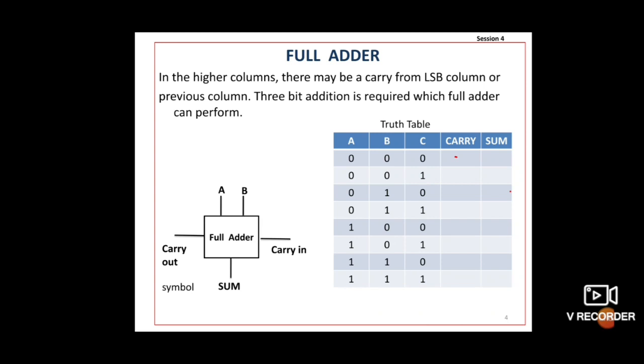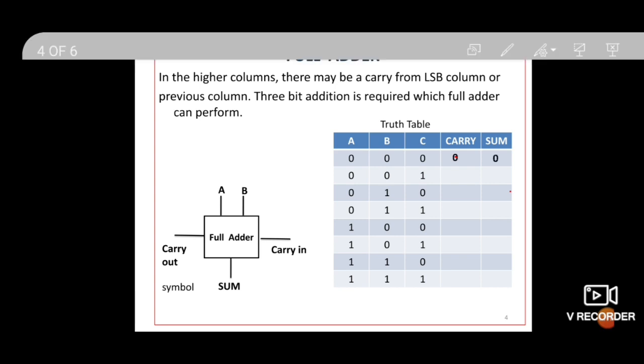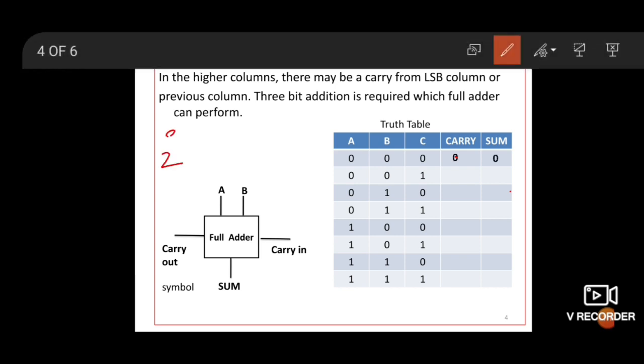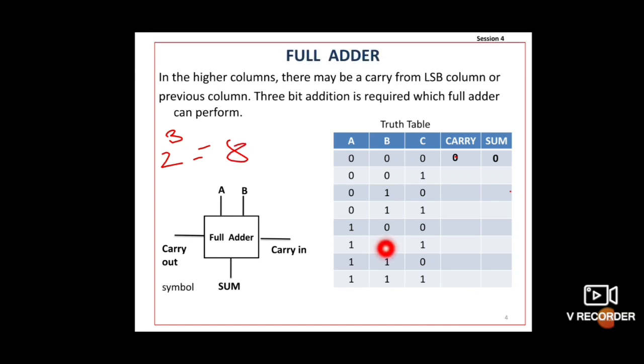So 3 inputs, then possible combinations. For 3 inputs, what is the formula? 2 raised to 3, which means there are 8 combinations. Okay. Now see here: 0 0 0, 0 0 1, 0 1 0, 0 1 1, 1 0 0, 1 0 1, 1 1 0 and the last one is 1 1 1. These are the combinations for 3 inputs. Means sometimes a carry may occur or not, but just write the possible combinations.